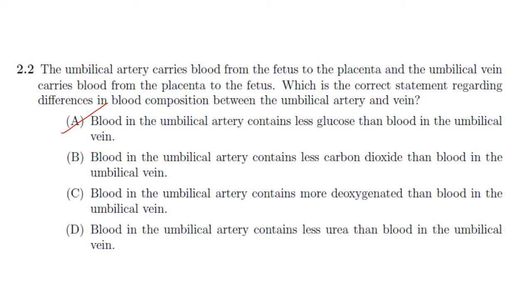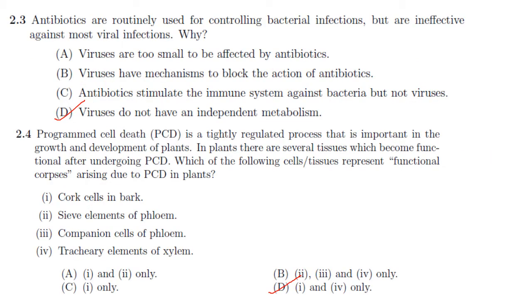So what are the options they have given? Blood in the umbilical artery contains less glucose than blood in umbilical vein. That is correct. Blood in the umbilical artery contains less carbon dioxide than blood in the umbilical vein. No. Blood in the umbilical artery contains more deoxygenated than blood in the umbilical vein. No. Blood in the umbilical artery contains less urea than blood in the umbilical vein. Wrong. So answer is option A.